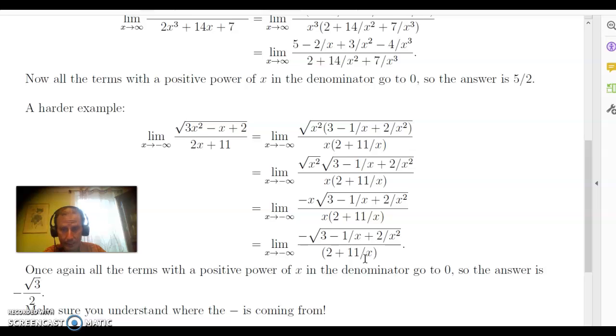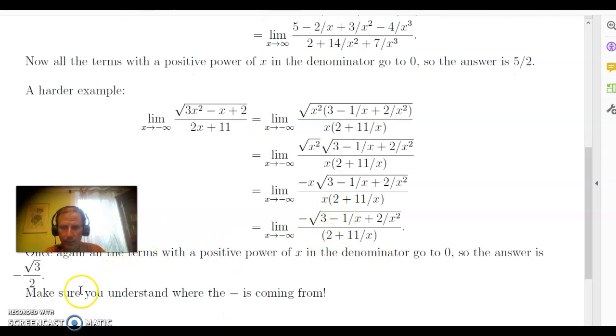And once again, all the stuff that is a constant over a positive power of x, that limit will be 0. So you can go ahead and just ignore all this stuff. Again, it's the limit laws that allow us to take the limit of each of these pieces separately. But at the end of the day, only the constants survive. So we wind up with the final answer of being minus the square root of 3 over 2.